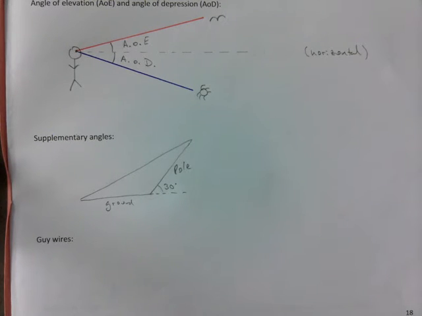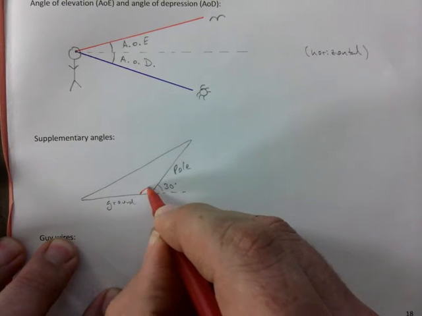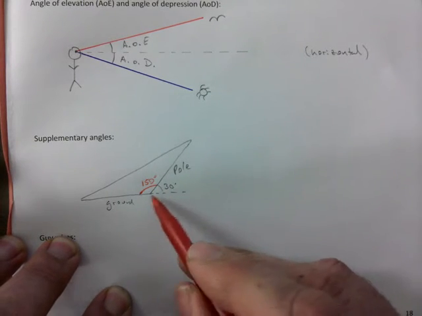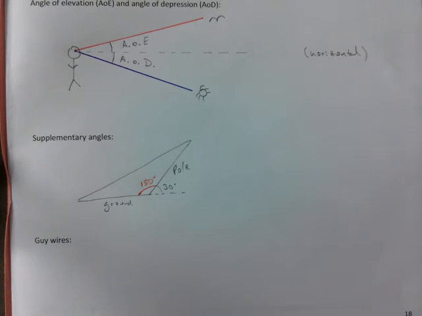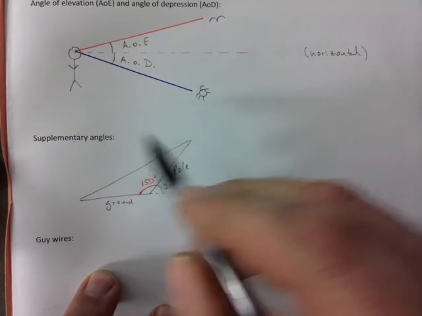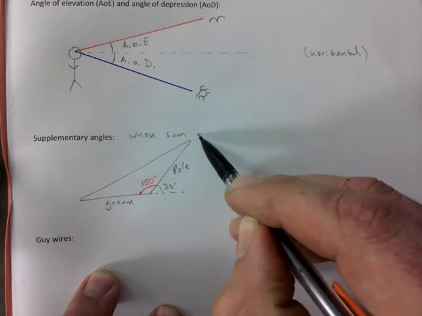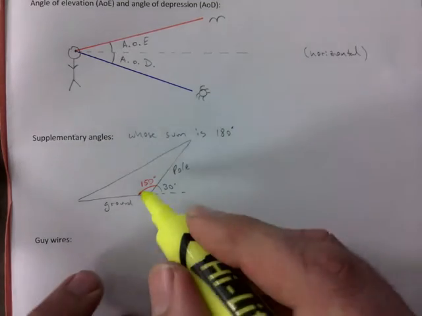And you notice that the angle that they're giving you is outside the triangle, correct? You want it inside the triangle. So you should realize, okay, this is 150, right? Because both of them meet along the horizontal, and there is your 180, right? Supplementary angles whose sum is 180, okay? So the action happens along the bottom here.